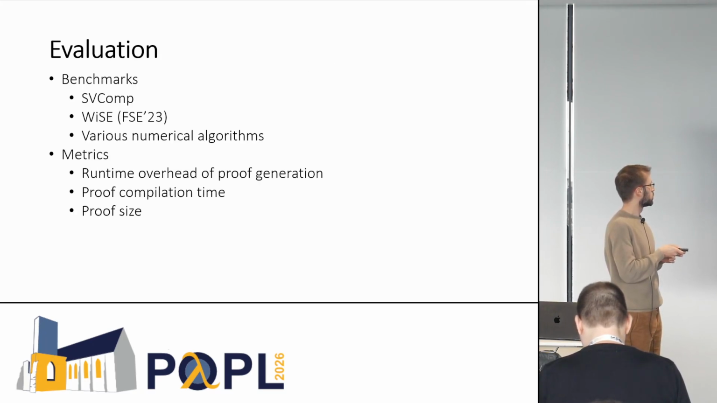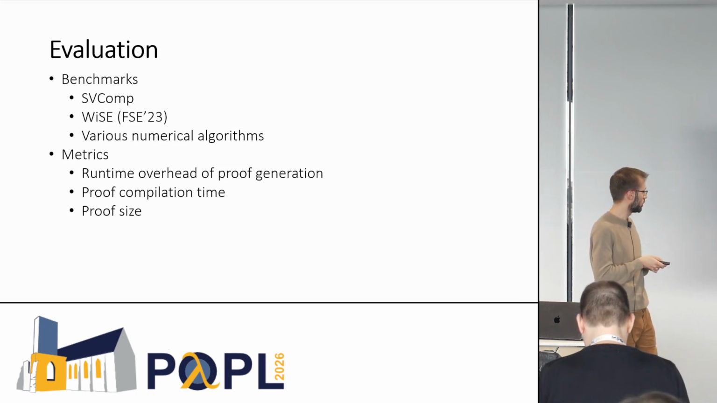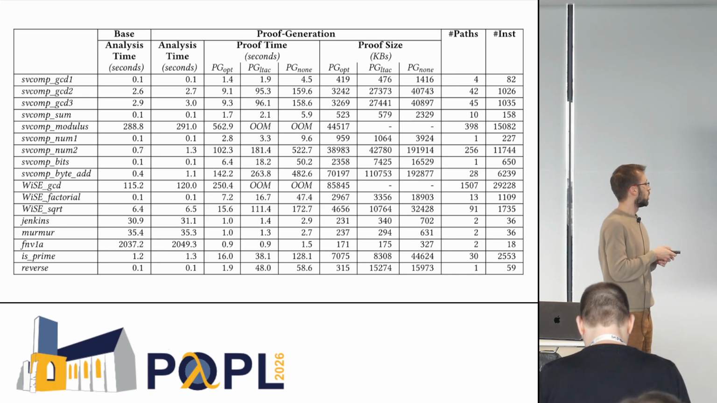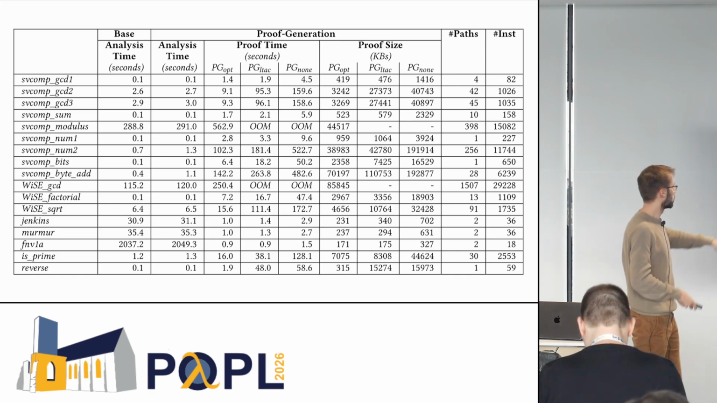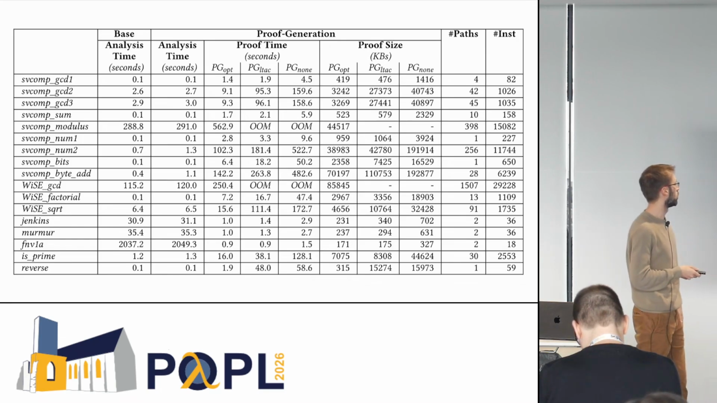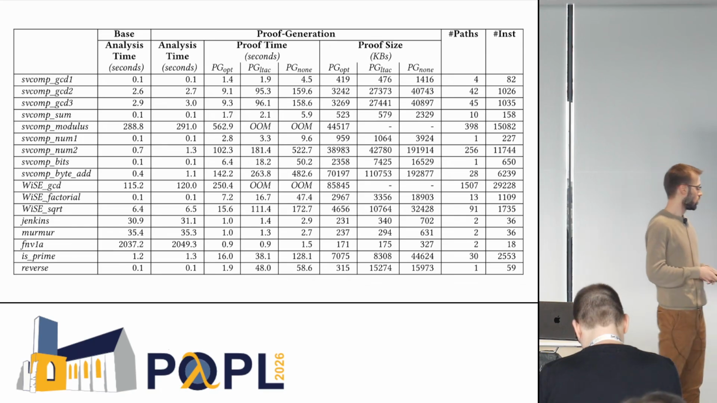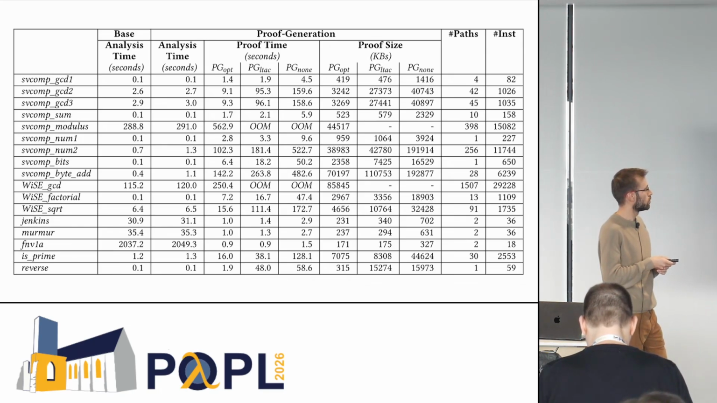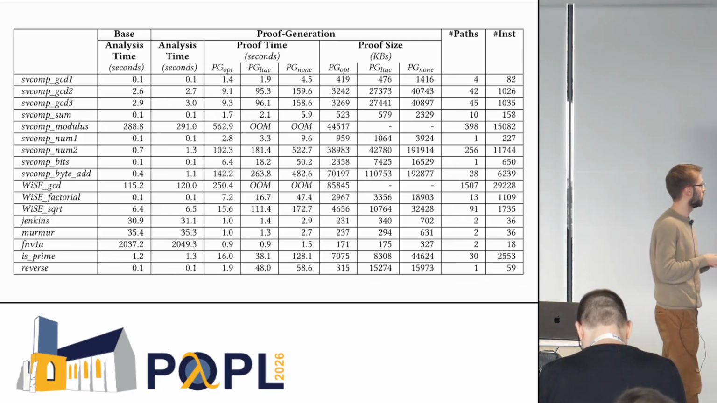So in the evaluation, we used several benchmarks with integers, some examples from SV-COMP and some other examples. And we focus on these metrics: we want to see the overhead of proof generation, the proof time, and the proof size. So here you can see the results. These two columns show analysis time with baseline CLI and with our approach. And then you can see the proof time, which is basically the compilation time with Coq, and the proof size. And so we have different modes.